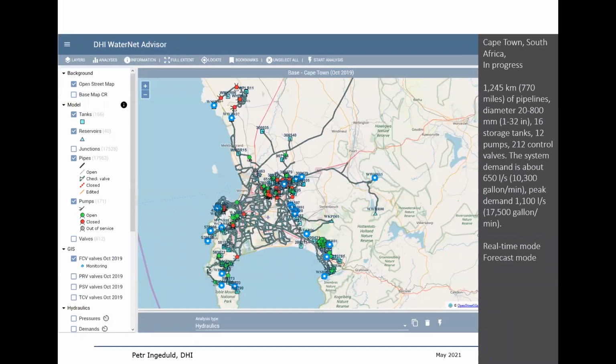This one is being developed for Cape Town in South Africa. It's a part of a decision support system to help improve water supply conditions in Cape Town, optimize water resources and save water. Again, it's quite a complex system. We have about 200 control valves, 16 storage tanks, 12 pumps, and all this runs in the real-time mode and in the forecast mode.